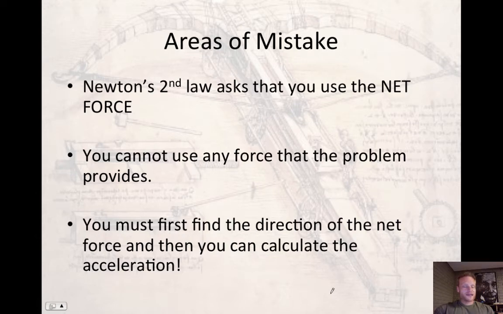One of the areas of mistakes, and this is what I was leading to in the previous slide, is that Newton's second law asks that you use the net force. You can't just use any old force that the problem provides. A lot of problems will say, Johnny applied a 6 Newton force to a bottle of soda. What was the bottle's acceleration? And everyone wants to use that first force that they see. But obviously there's a frictional force in play, and that's going to decrease the applied force. You'll see examples of this in just a bit.